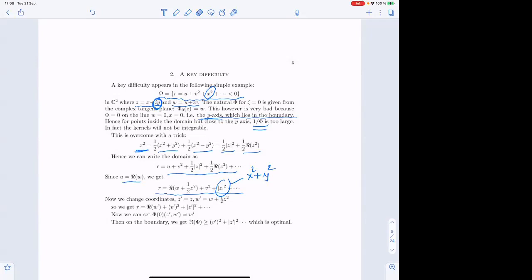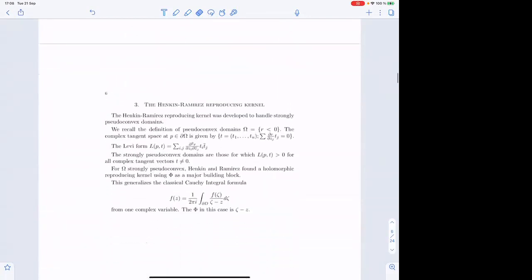So now we change coordinates. We write with the prime coordinates. You have the z prime and the w prime, and the w prime is what's inside the real part there. So then we get r is the real part of w prime plus y prime squared plus z prime squared. And the only difference from the previous case is that this has become z squared instead of x squared. So it becomes tangent in all directions, and this is the optimal kind of tangency you can have. So this is a very key calculation.